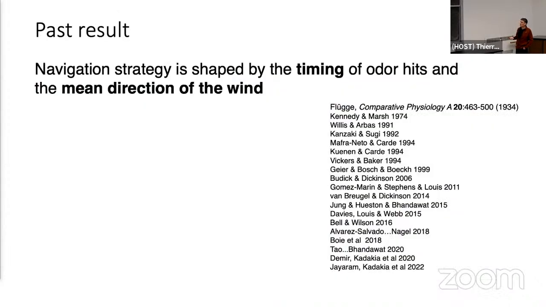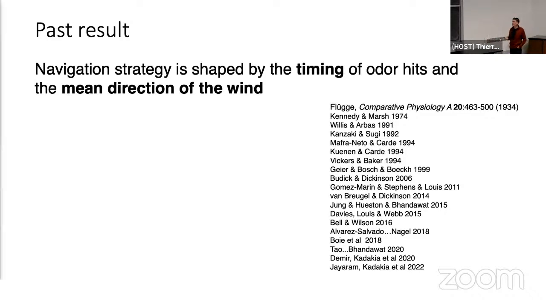But still, from the 30s to today, all of the papers basically point to the same kind of strategy. The only directional cue that the flies are using in this kind of task is the wind direction. The wind direction provides the directional cue, and the encounter with the odor is timing information: when should I change behavior, go upwind or go crosswind?